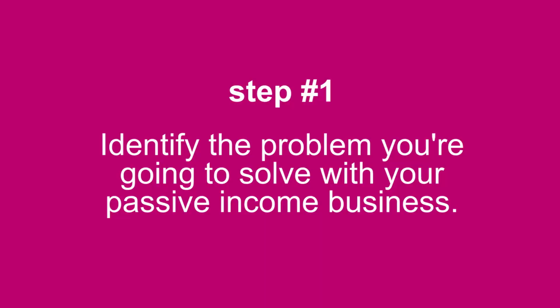So step number one for how to generate passive income is to identify the problem you're going to solve with your passive income business. One of the biggest mistakes we can make as online entrepreneurs is creating a business that solves all these different problems. If you do that, it's going to confuse your audience and they're not going to see you as the expert at helping them achieve a specific thing.